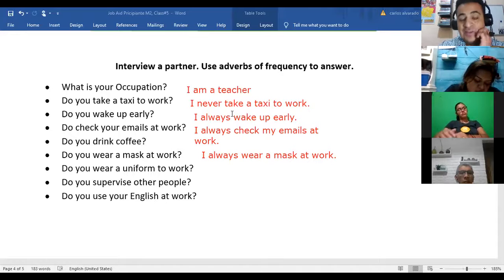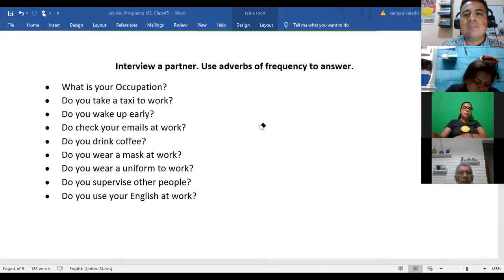Y ustedes ven como el simple present, del simple present yo puedo ir agregándole muchas cosas. Por eso es bien importante el simple present, right? Okay, very good. ¿Preguntas, questions? Vamos a desarrollar este tema más. Vamos a hacer más actividades ya comunicativas, okay? Solo quería introducir este tema. ¿Preguntas, questions?